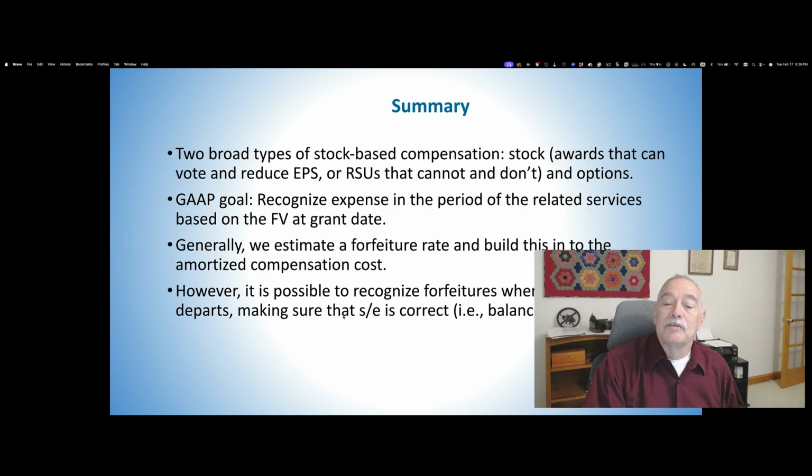Making sure that stockholders' equity is correct. And that means that we just wait until it occurs, until the departure occurs.